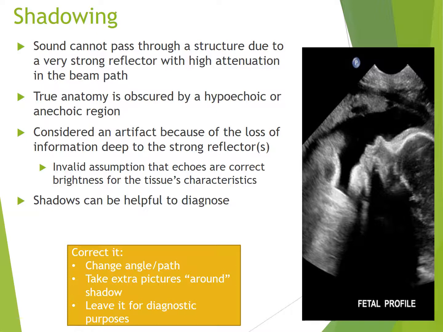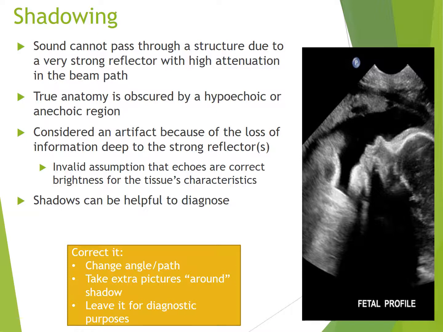So shadowing occurs because sound cannot pass through a structure due to a very strong reflector with high attenuation in the beam path. True anatomy is obscured by a hypoechoic or anechoic region. This is considered an artifact because of the loss of information deep to the strong reflectors. We're invalidly assuming that the echoes are correct brightness for the tissue's characteristics. Again, shadows can be helpful to diagnose.